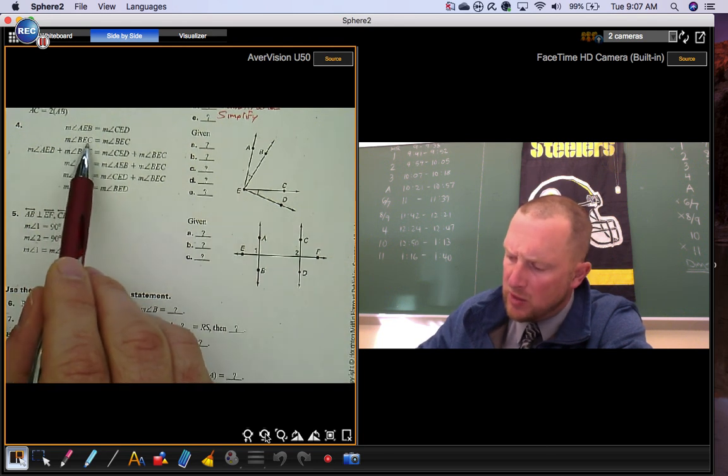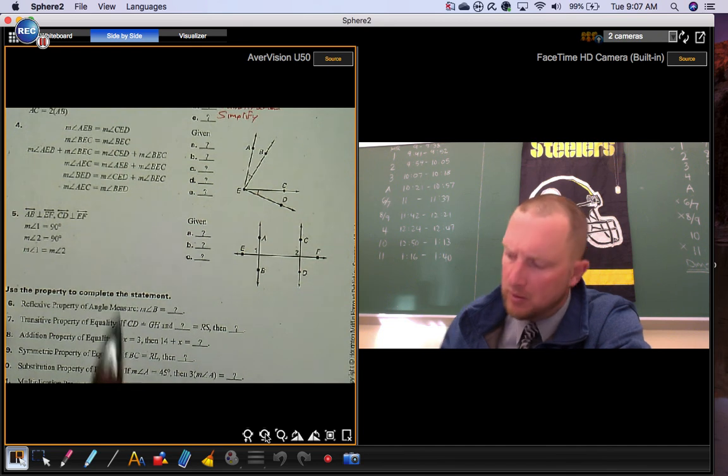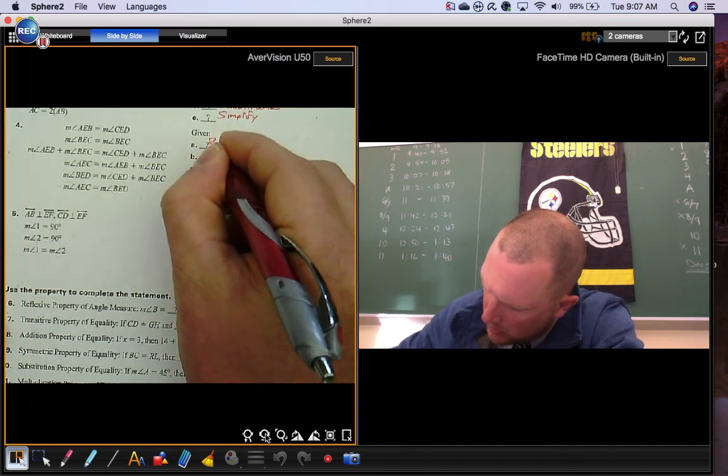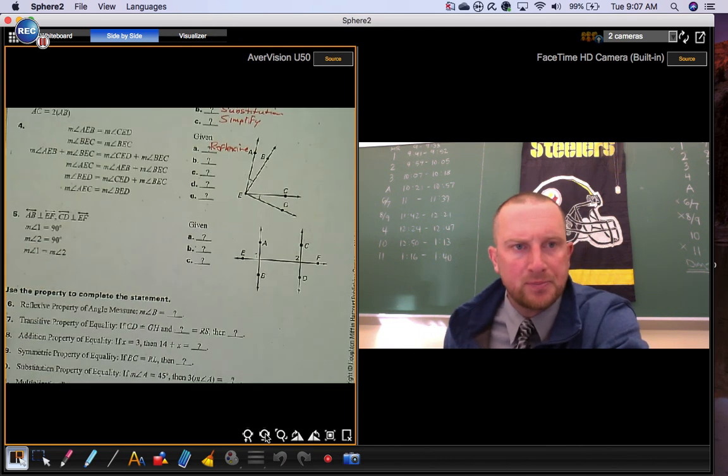How do you know that the measure of angle BEC equals the measure of angle BEC? Any angle is the same as itself. That's your reflexive property.